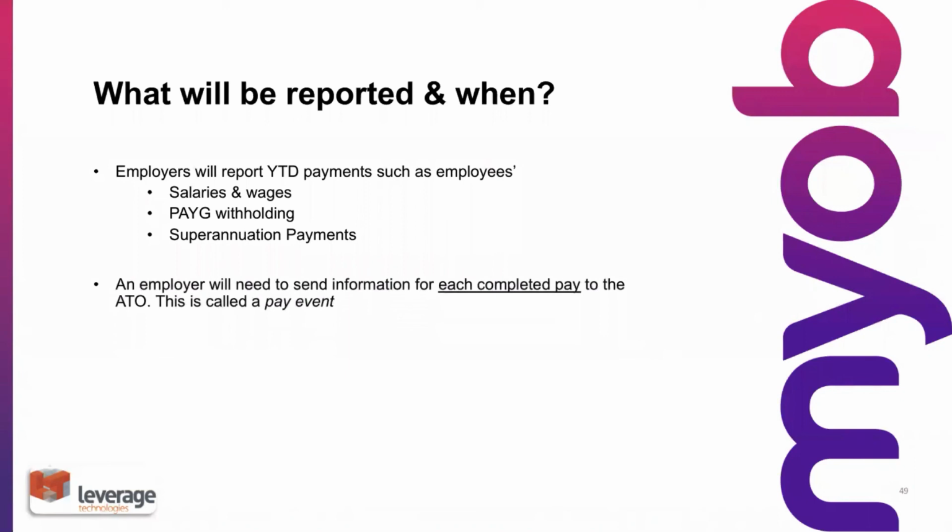Now, I've had some questions to date. What if the pay run isn't correct? Look, that's fine, because as I mentioned, we're essentially reporting year-to-date figures. So that would be corrected in the next pay run. And in some applications, there's actually an update event where it goes back and corrects those pays.